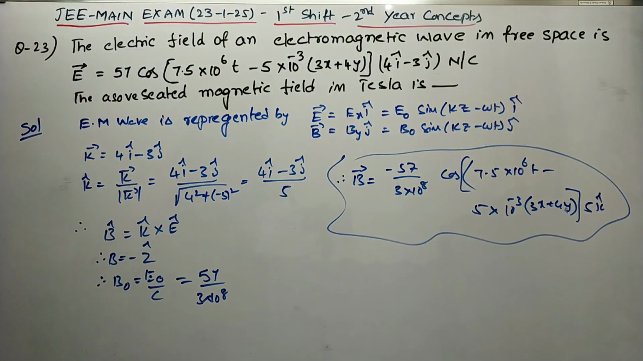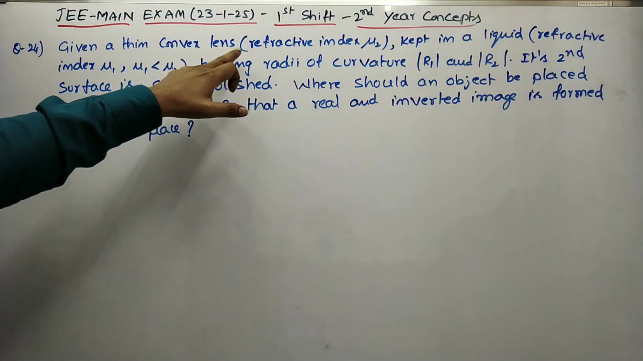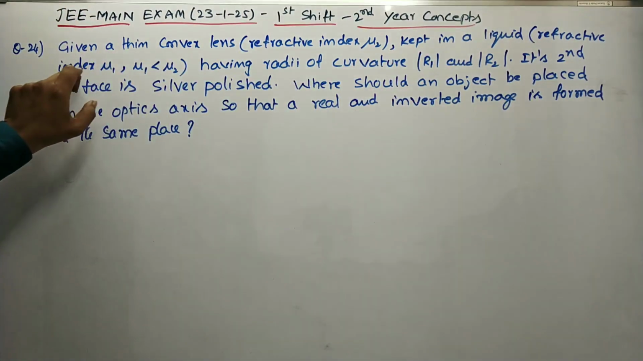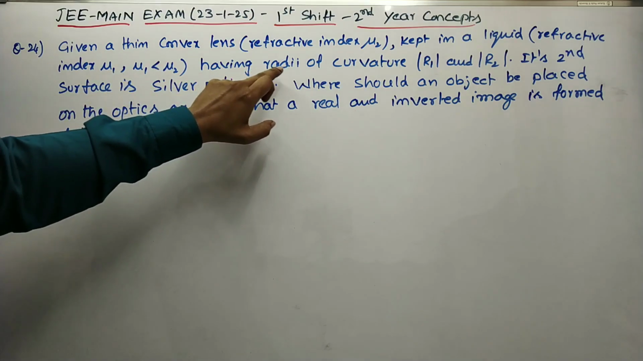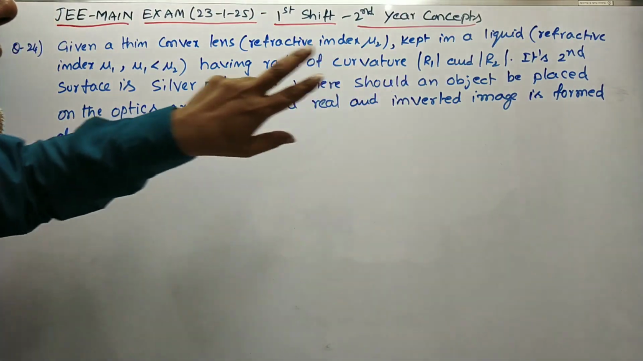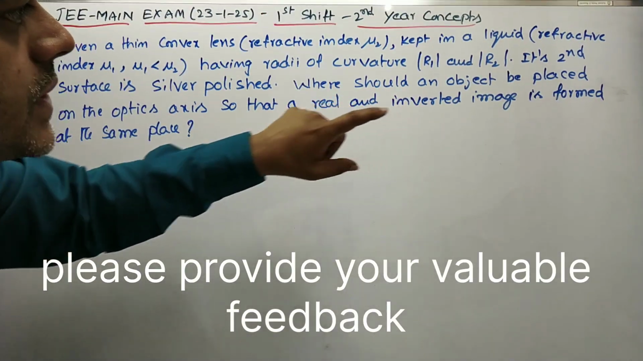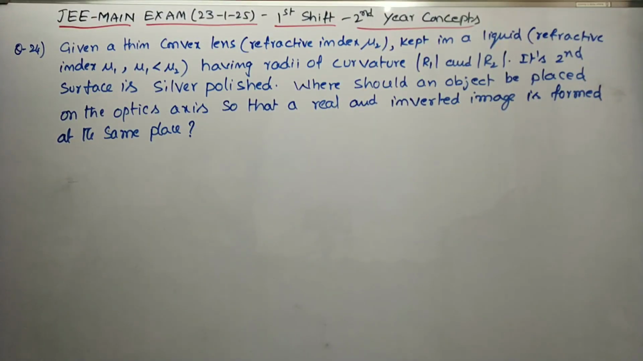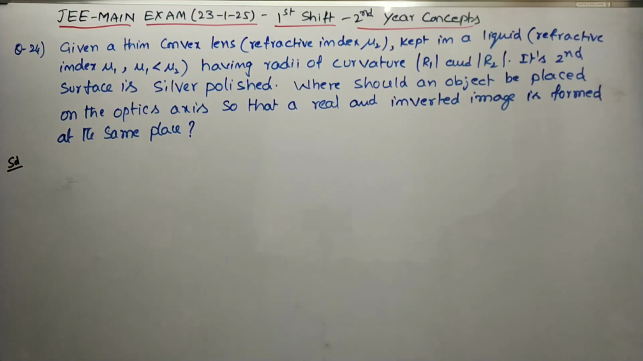Okay, right. The 24th question. Given a thin convex lens, its refractive index is mu2, kept in a liquid whose refractive index is mu1, where mu1 is less than mu2, having radii of curvature r1 and r2. Its second surface is silvered and polished. Where should an object be placed on the optic axis so that a real and inverted image is formed at the same place? Okay, let's see this question. What is given? Given a thin convex lens.